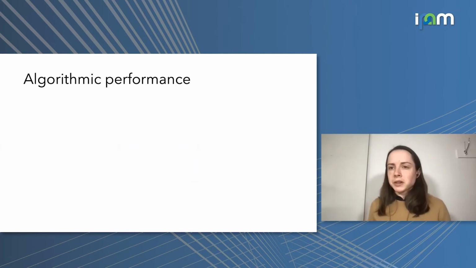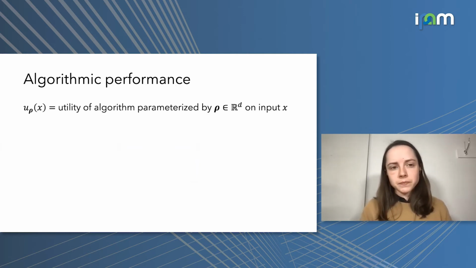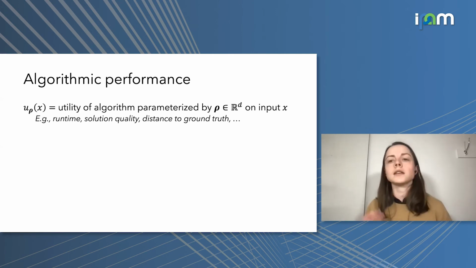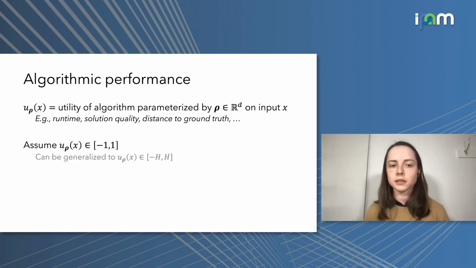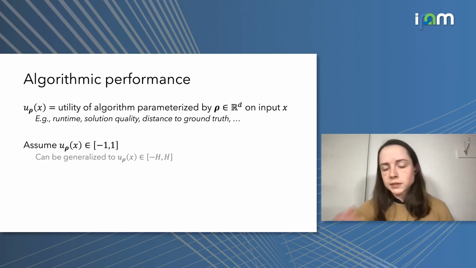A little more formally, what do I mean by algorithmic performance? Well, I'm going to use the notation u_rho(x) to denote the utility of the algorithm parameterized by rho on the input x. So again, this could be the algorithm's runtime, its solution quality, the distance to some ground truth solution, and so on. So I use the terms algorithmic performance and utility somewhat interchangeably. And for notational simplicity, we're going to assume that this quantity is bounded between -1 and 1, but this can easily be generalized to any bounded interval.